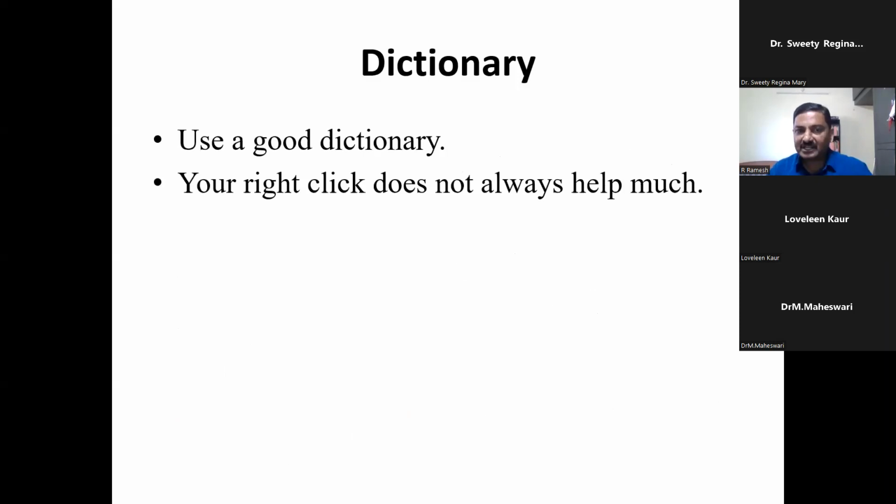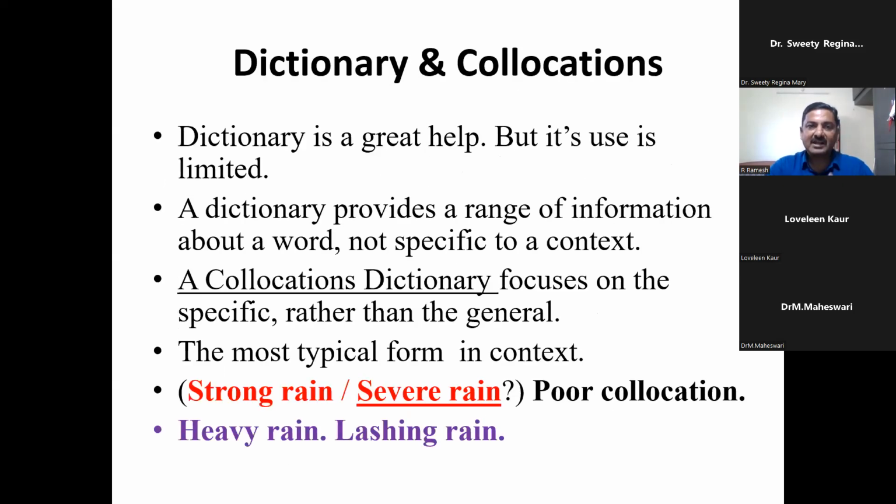Dictionary: use a good dictionary. Your right click does not always help. Don't depend on the right click. Use a good dictionary, and you also need to have collocations. Perhaps some of you know and are already using a collocations dictionary also. I would strongly suggest a dictionary is essential, and maybe a thesaurus is essential too. And you can have a collocations dictionary also.